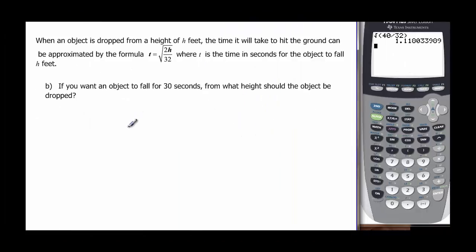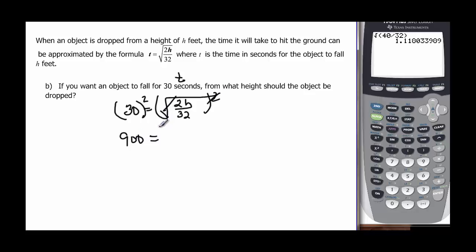The last question: if an object is to fall 30 seconds, what height should the object be dropped from? Now we know the t. So 30 is our t, equal to the square root of 2h over 32. We need to square both sides if we want to get rid of a square root. We're going to square here and we're going to square here. 30 squared is 900. When you square a square root, you end up with what's underneath the radical. They're inverse functions, so they undo each other.